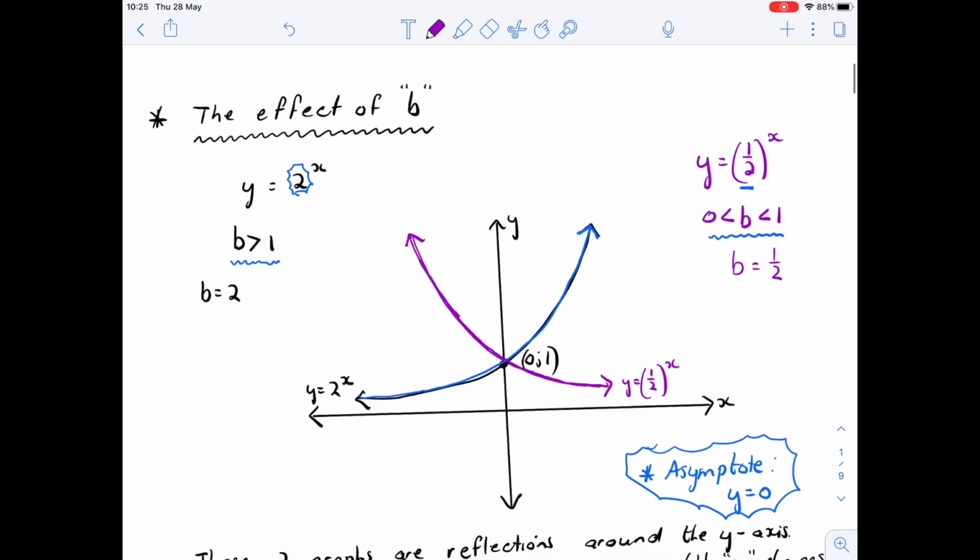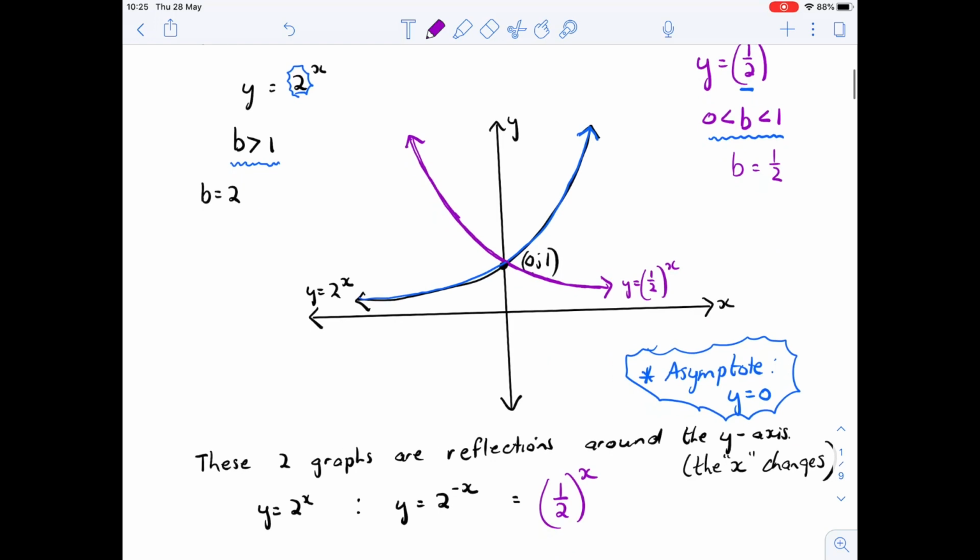Now, the interesting thing about these two graphs that I've drawn here is that they are reflections around the y-axis. And I think you can clearly see that. They're like a mirror image. The purple one is a mirror image of the blue one around the y-axis.